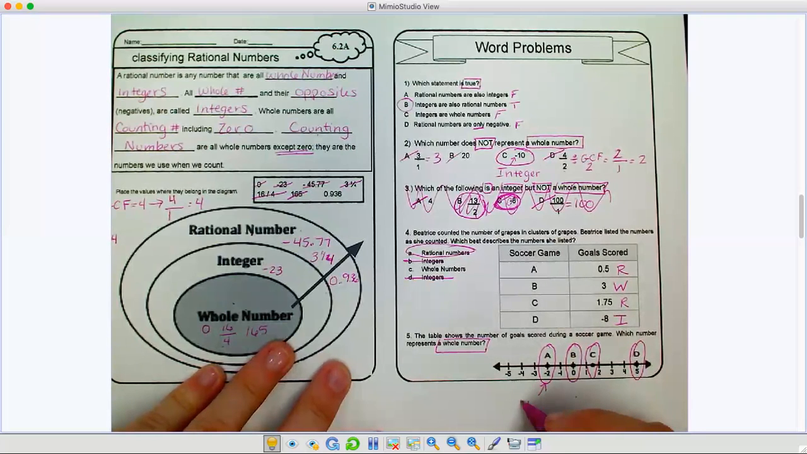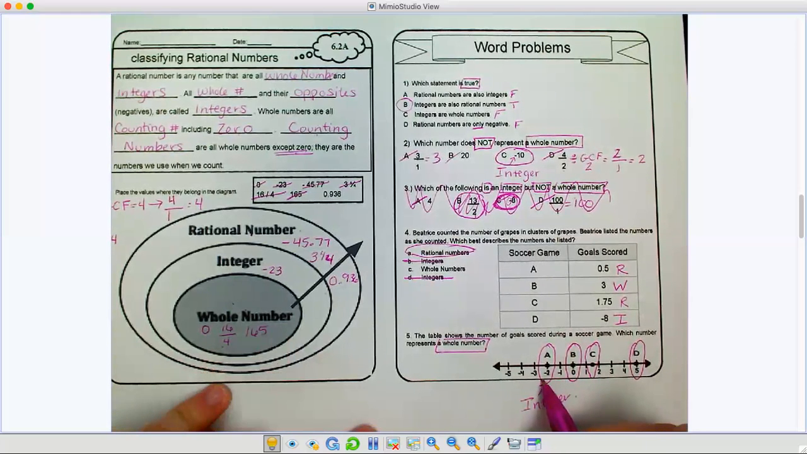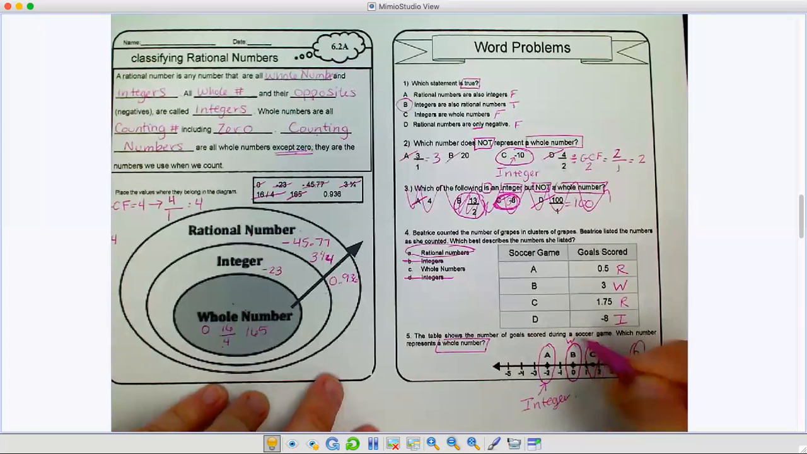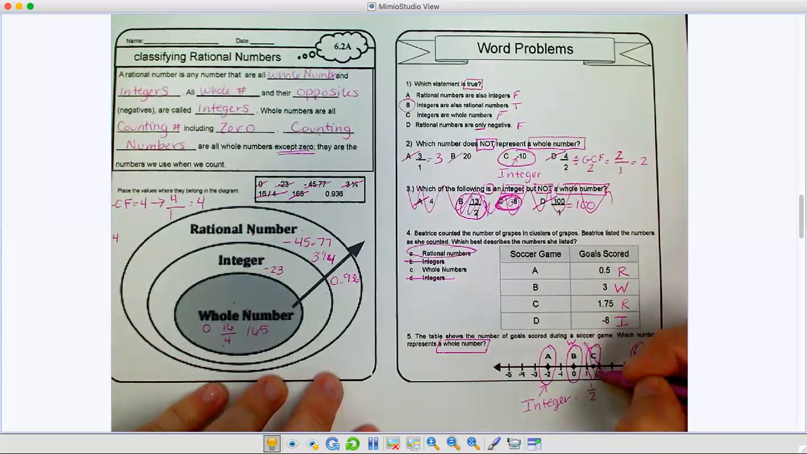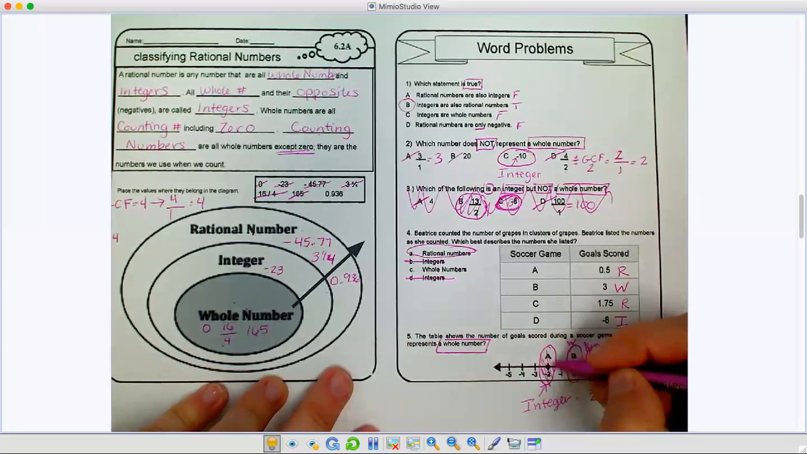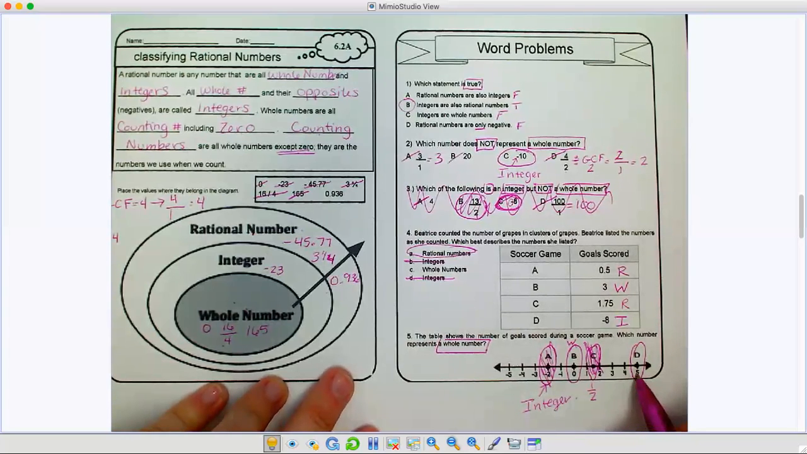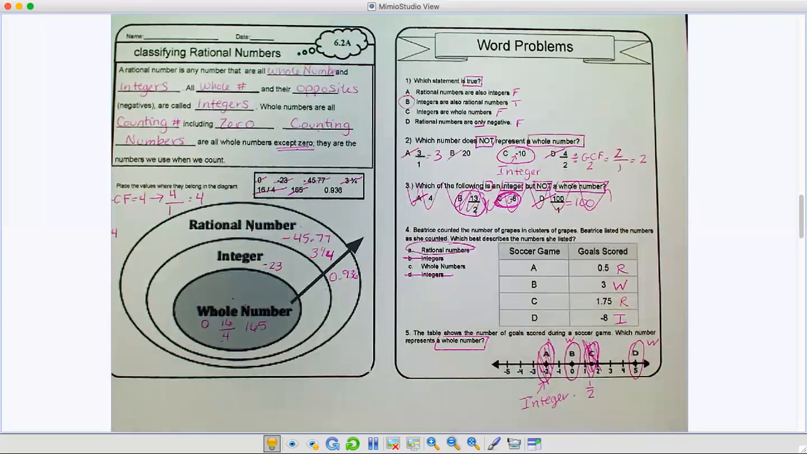Negative 2 is an integer. Okay? B is 0, so it is a whole number. C, because it is between 1 and 2, it is technically representing a half. Fractions are not whole numbers, so it cannot be C. It was not A. And D says positive 5. Okay, so this, by definition, is a whole number, correct? Okay. So number 5 is going to be B and D.